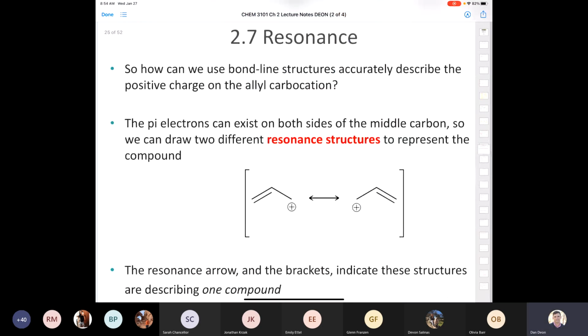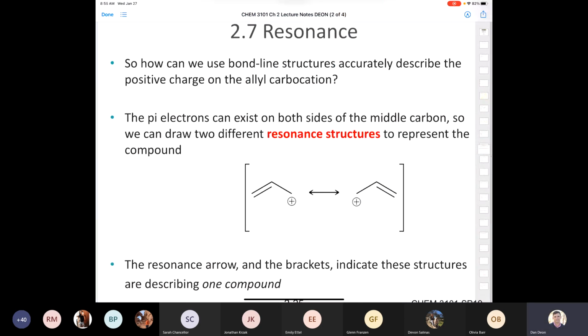So the question is, how can we use a bond line structure to adequately describe the positive charge on the allyl carbocation? If those electrons are moving around, then where's the positive charge? Is it on carbon 3 or is it on carbon 1? It says here that the pi electrons can exist on both sides of that central carbon, so we can draw 2 different resonance structures to represent the same compound.